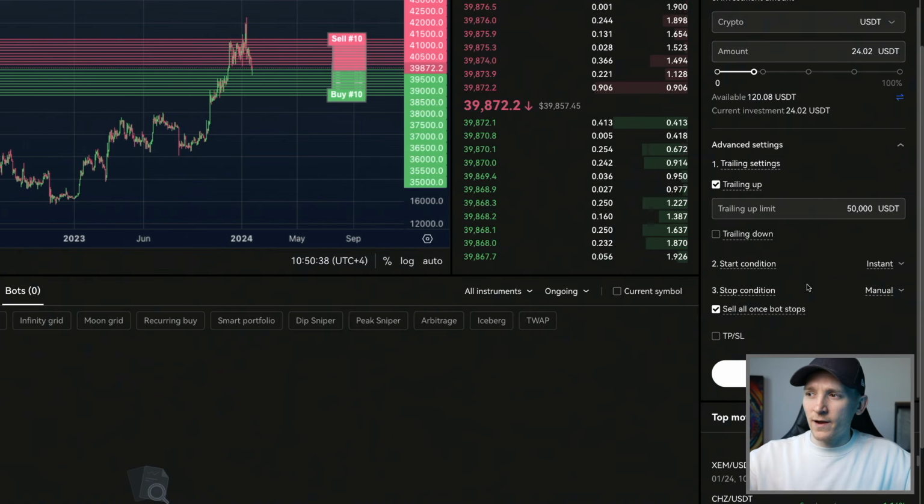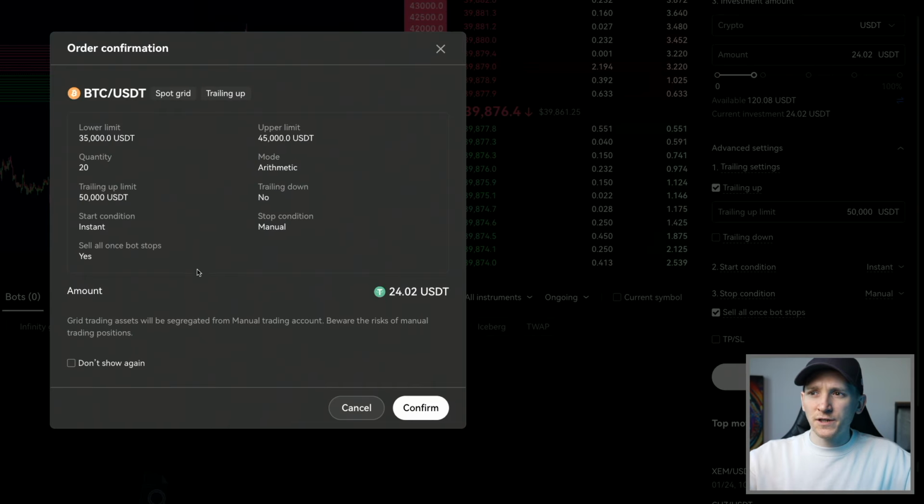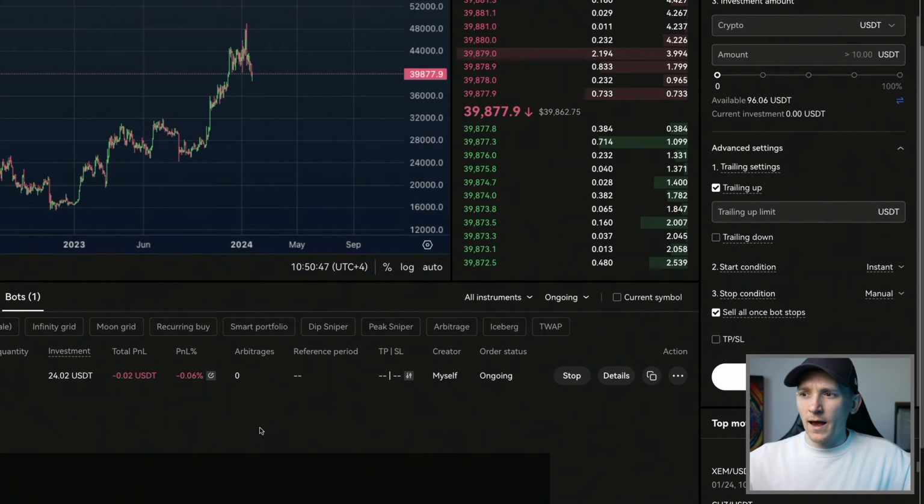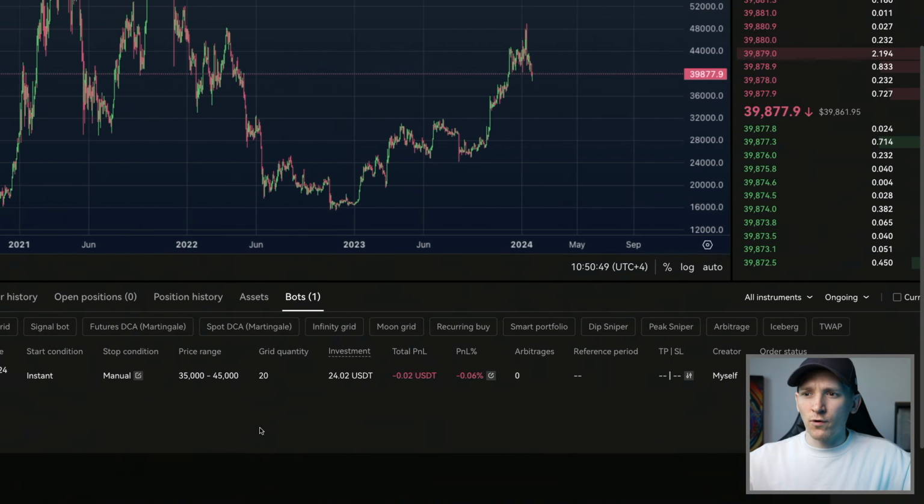Once you're happy with the bot parameters, you can then start the grid bot and press create. So down here, we'll press create. You can check all of the parameters that you've set and the amount. So we'll just confirm that. And the bot is created here. So we press OK. And then you can see the bot running, right? So we've already made a trade, I believe.